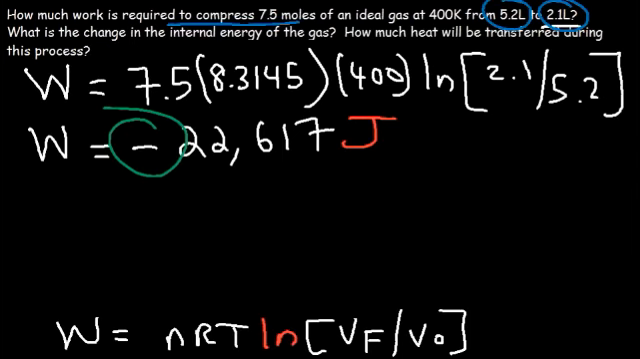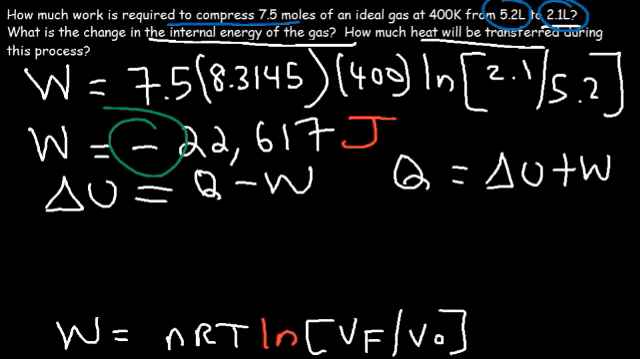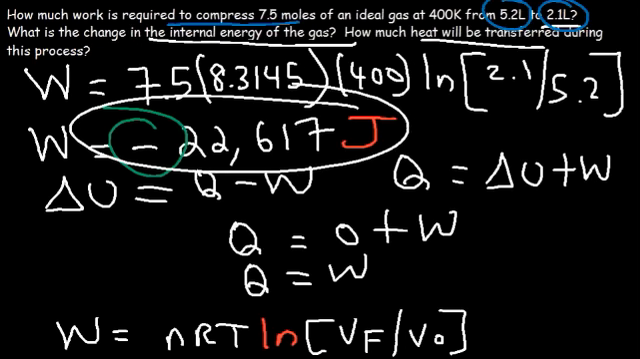Now what about the heat? We know that the change in the internal energy is 0. But how can we calculate the heat transferred during this process? Well, one equation that you can use is delta U is equal to Q minus W. If we add W to both sides, we can see that Q is delta U plus W. And since delta U is 0, Q is equal to W. So Q is also negative 22,617 joules. That's how much heat is transferred.